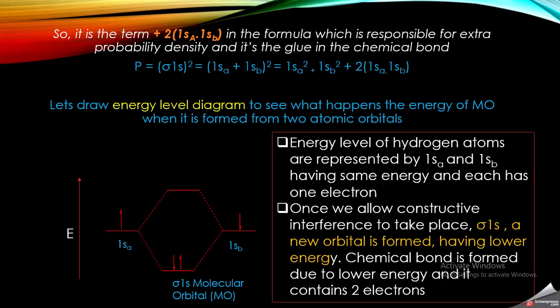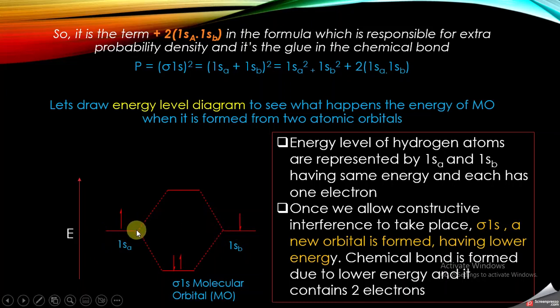Now we can also draw the energy level diagram for the atomic orbitals when they are combining to form the molecular orbital. When we draw the energy level diagram, we always have this line which shows the increase in energy, and this is the atomic orbital for the A atom, and this is the atomic orbital of the B atom, and they are both at the same energy level.